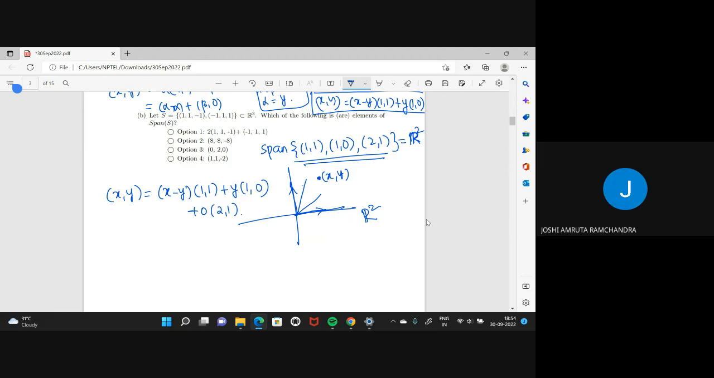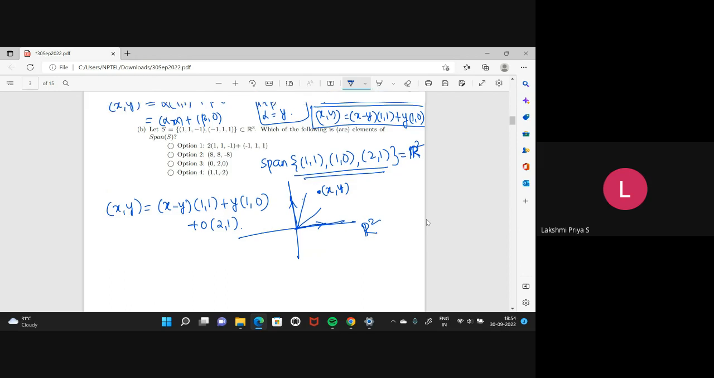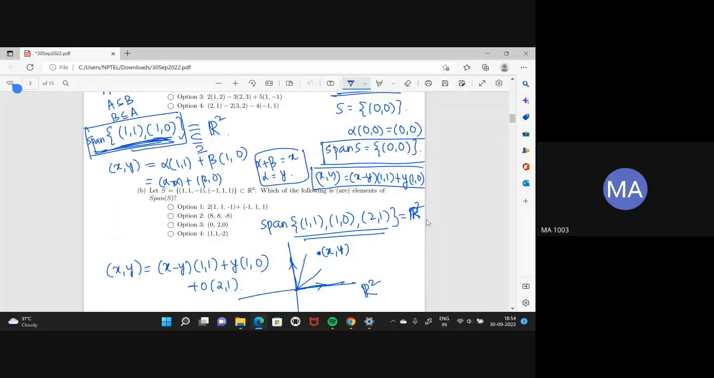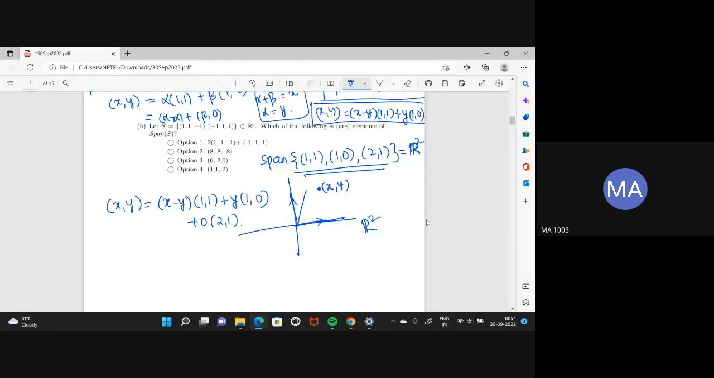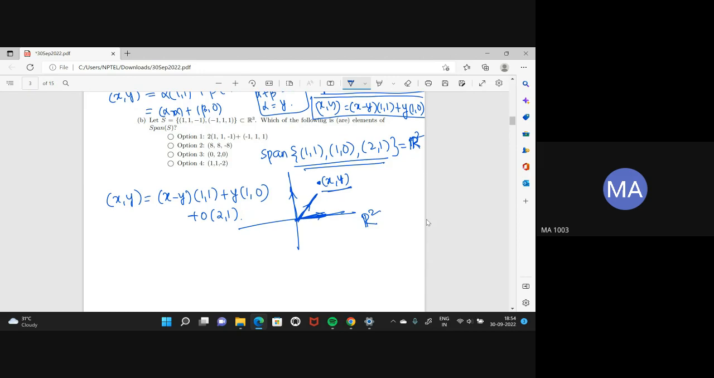From where? The XY plane. Like this. What were the two vectors? 1, 1 and 1, 0. Okay, fine. So if I take 1 comma 1, if I take this direction and then I take this direction, can I reach this point x comma y with just this information?